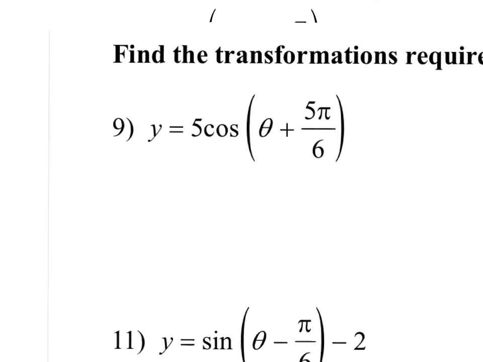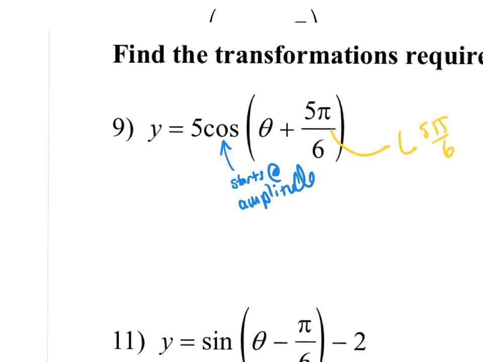So looking here, there's no graph to look at. All I want you to do is just practice identifying the transformations. So first things first, cosine. It starts at amplitude. Look for shifts. Does this graph shift up, down, left, or right? Does not go up and down, but it does go left 5 pi over 6.